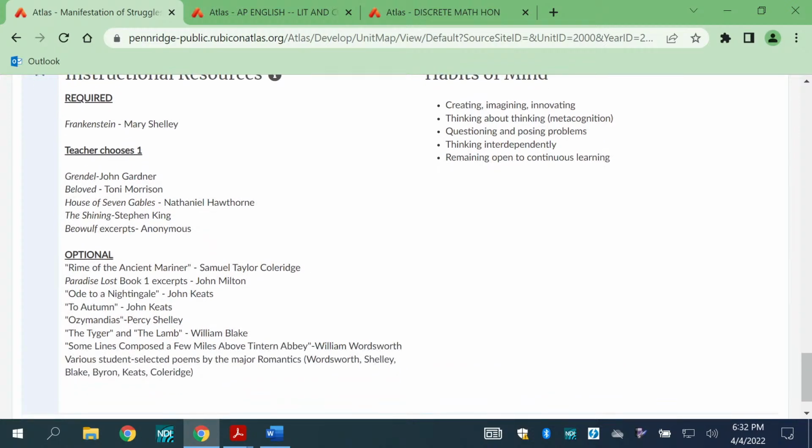So just as a reminder, my courses are a little bit different with the required, optional, teacher choice, student choice. So required means everybody will read that text or interact with it. Required teacher choice is a list of teacher options that they can choose from that are required, and then optional are supplemental. If there's student choice in there, that means students would choose. So just to make sure we're on the same page there.